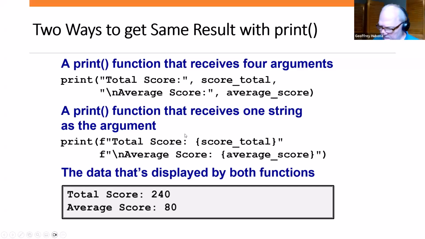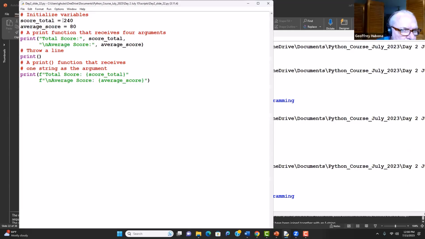Let's see if we have this. We do. We have this on the slide somewhere. So let's take a look. So we've defined total score 240 up here, and then average score is 80. And note this print just simply serves to throw a line. In this case, we're just running it as 2 F statements. Okay, so this is 2 different ways to get the same results when using print. First print function receives 4 arguments. Let's run this.